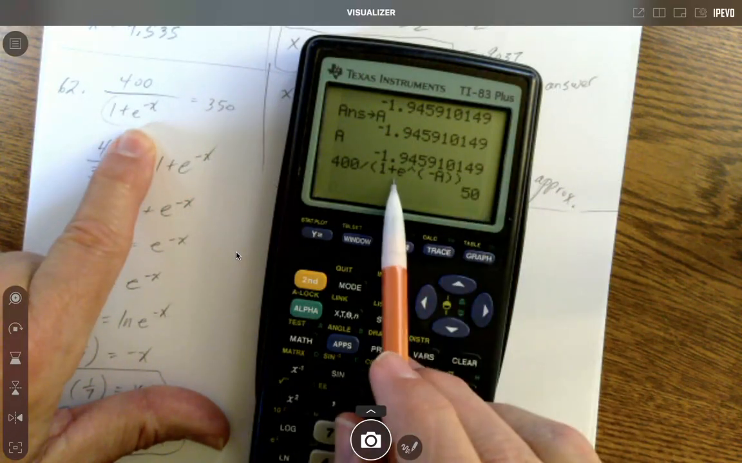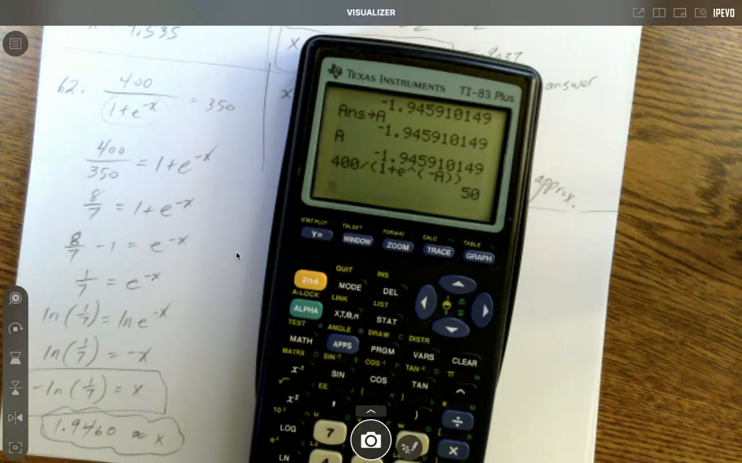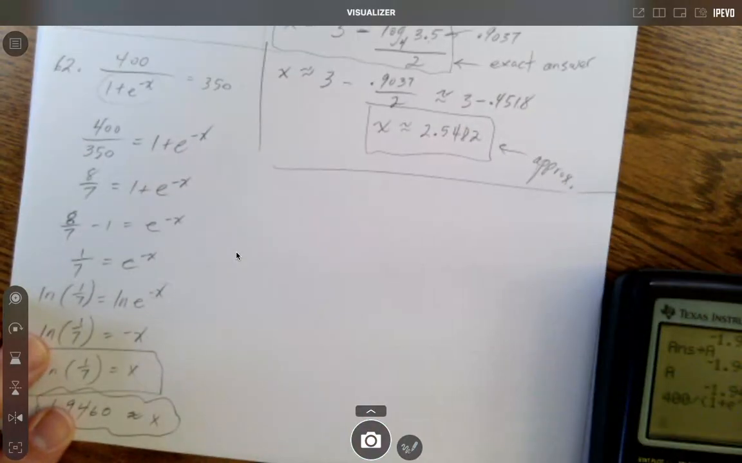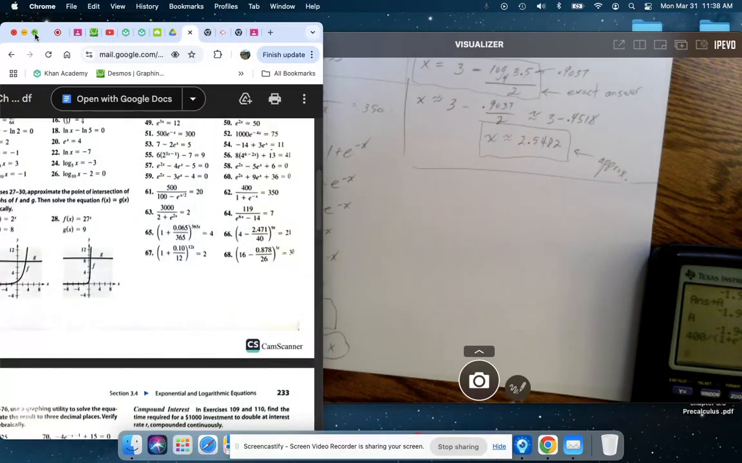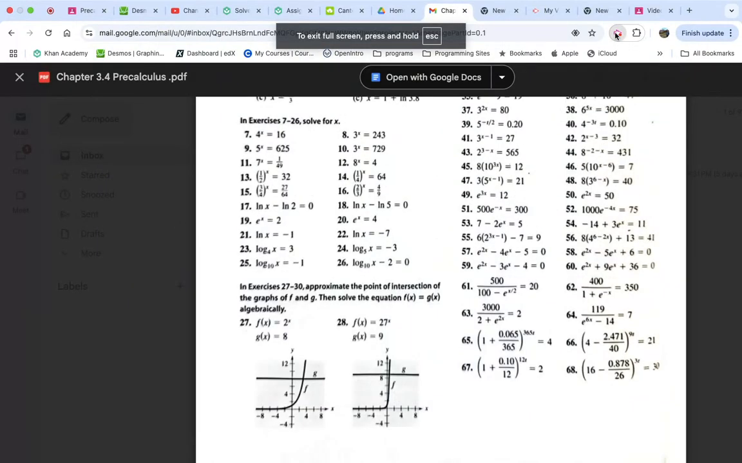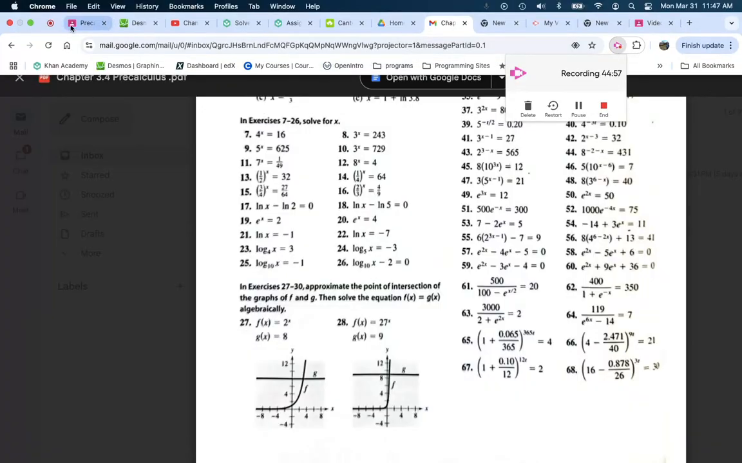Oh, that's not right. So I made a mistake. So that means I made a mistake somewhere. So I'll have to come back to that. Let's see if I can pause this and figure out my mistake. Pause. All right. I think I figured it out.